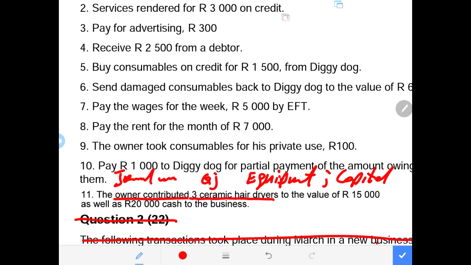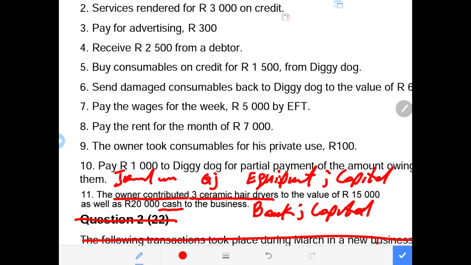Then we come to the second transaction. We say this is cash. So this will be our bank, because we received 20,000 rands. This 20,000 is received for capital contribution. So for this one it is divided into 2. Capital appears twice, but equipment is there and bank is there.